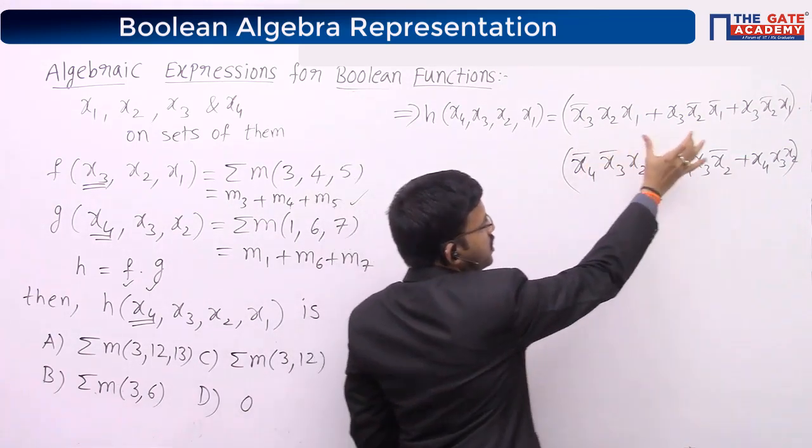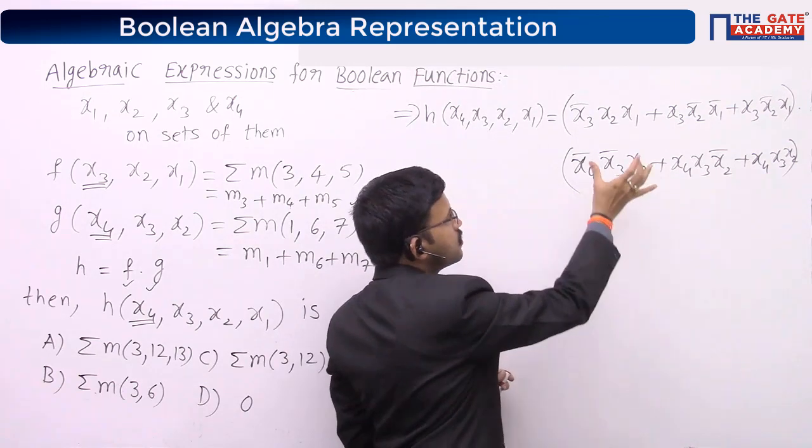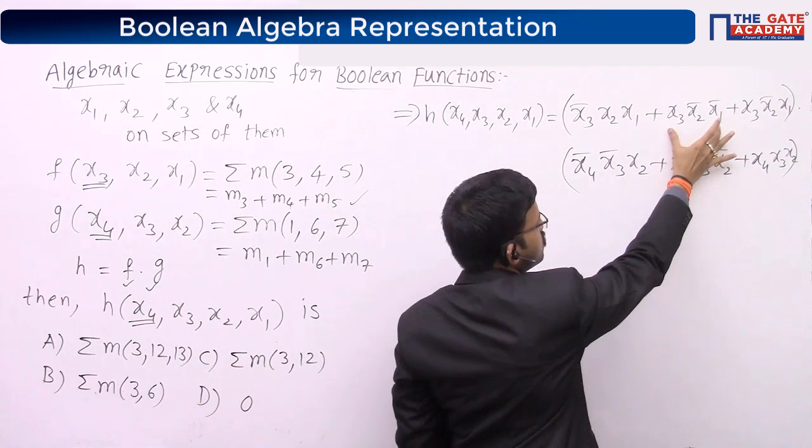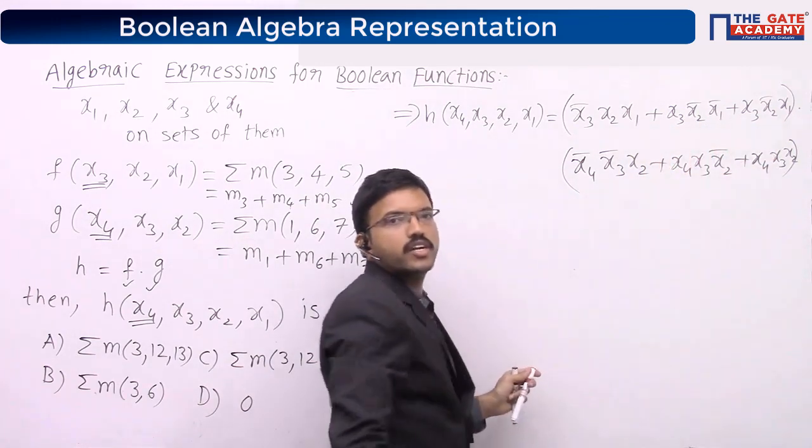So here I am having 3 terms. Here also I am having 3 terms. First let us consider this term, multiply with these 3. Then we'll consider this term, multiply with these 3. Like that, we have to continue the process.